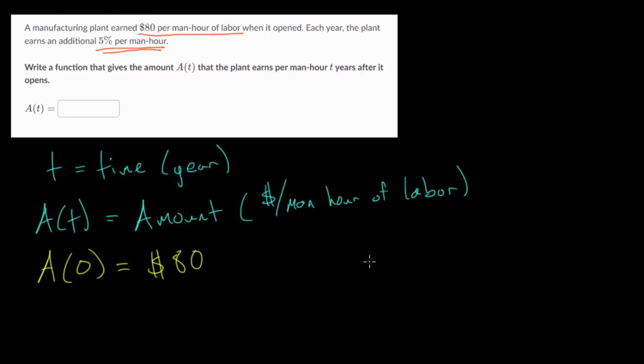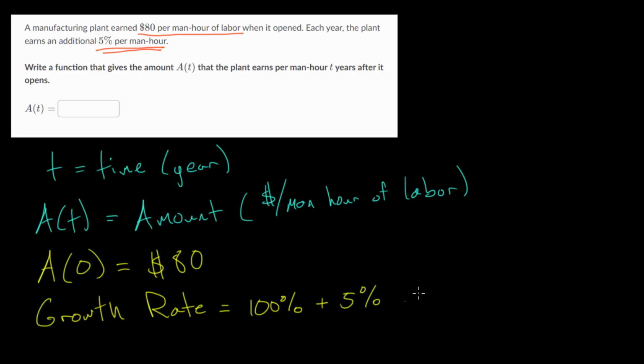plant is actually earning. So we also know that each year the plant earns an additional 5% per man hour. So we can write that down as well. And that is our growth rate. So we can write growth rate is an increase of 5% each year. So that means we have the original amount. The full amount is just 100%, and then we're adding 5% on top of that.